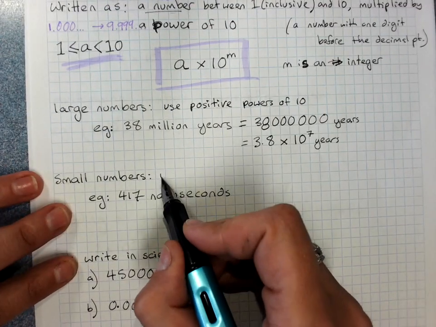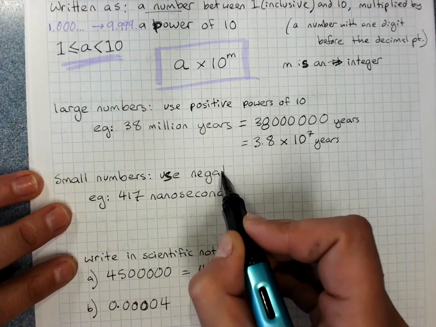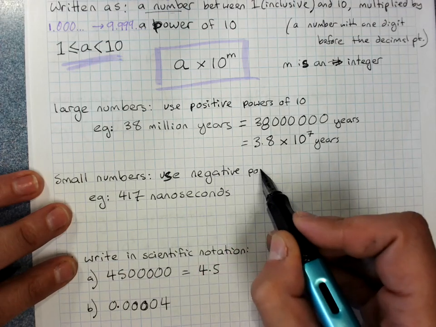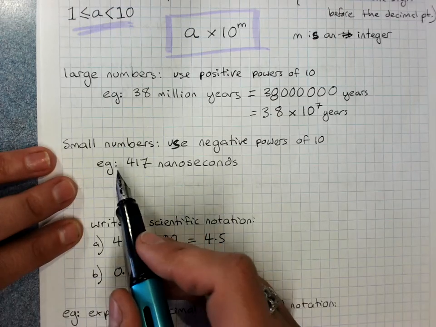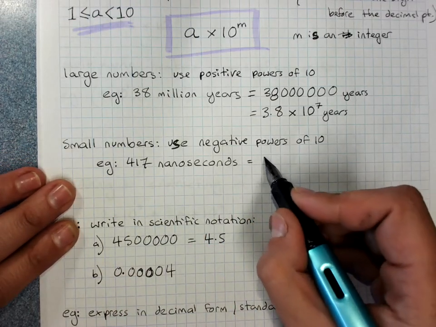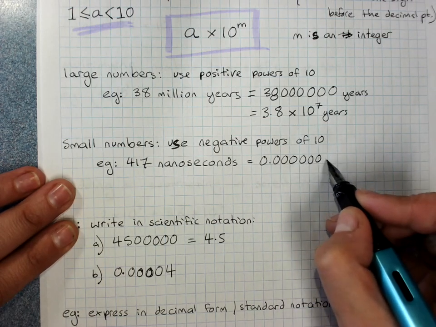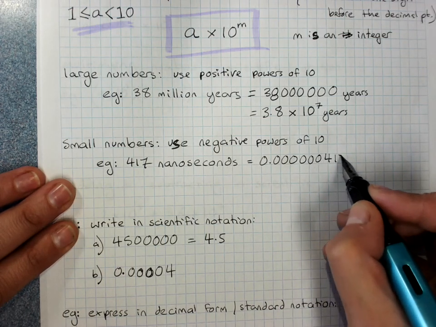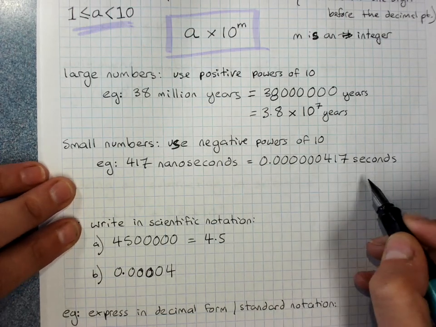Small numbers use negative powers of 10. And we'll have a look at why that is. 417 nanoseconds, a very small amount of time. That's 0. If I wrote that in seconds, that is this very small number.